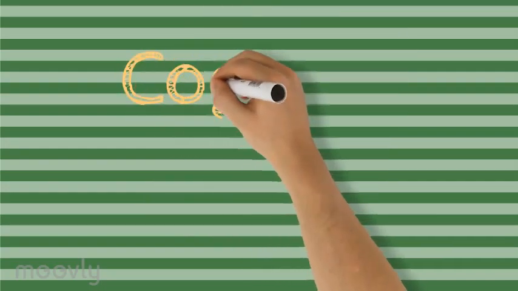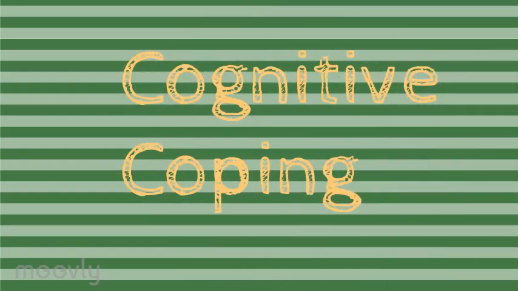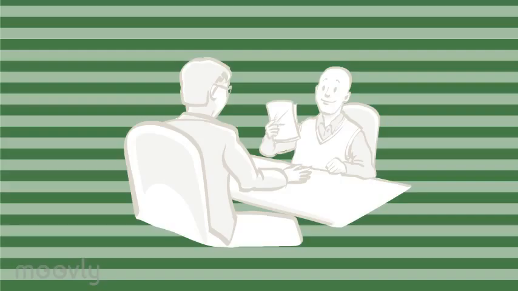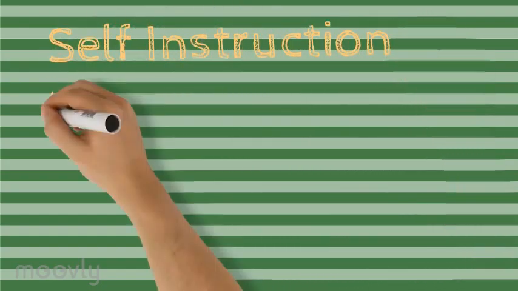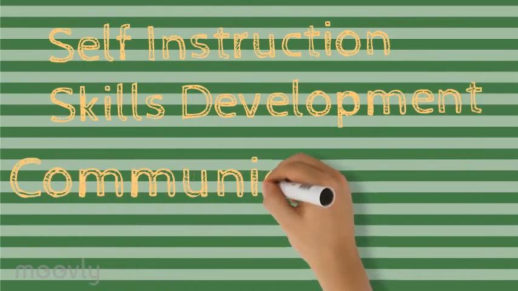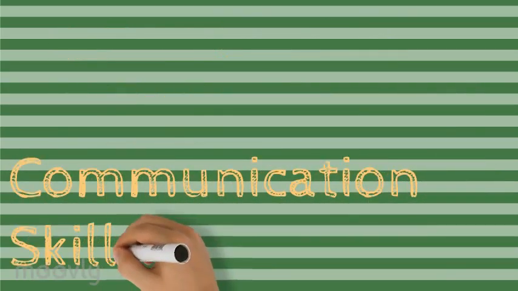Another intervention is called cognitive coping. This is where the social worker can help the client learn and practice new or more effective ways of dealing with stress and negative moods. This is done in a step-by-step fashion to master these new skills. This includes education and skills development with the goal of becoming more effective at managing challenges. Some examples of this are self-instruction skills development and communication skills development.